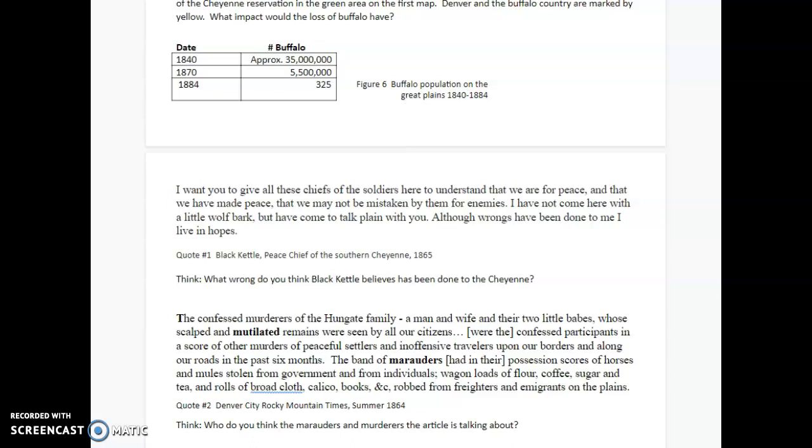Who is Chief Blackkettle speaking to, and what wrong do you think he's trying to say has been done to the Cheyenne? Contrast it with this quote.